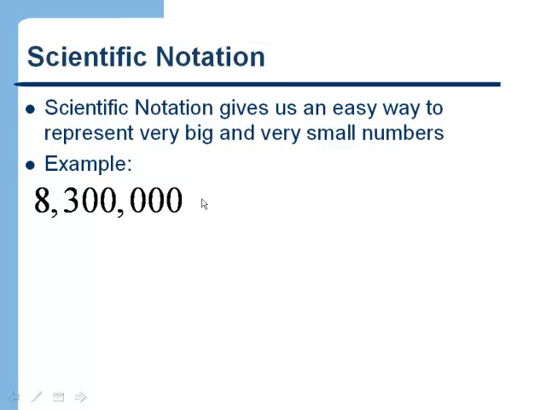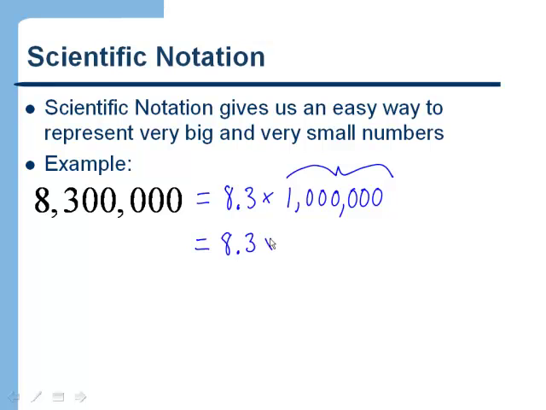When we have a number like 8,300,000, another way to think about that is it's equal to 8.3 times 1 million. Now, if you look at that, you say, well, that's not simpler, that's harder. But here's where the trick of scientific notation comes in. We could represent 1 million as 10 to the 6th power. And so we finish this off by writing it as 8.3 times 10 to the 6th.